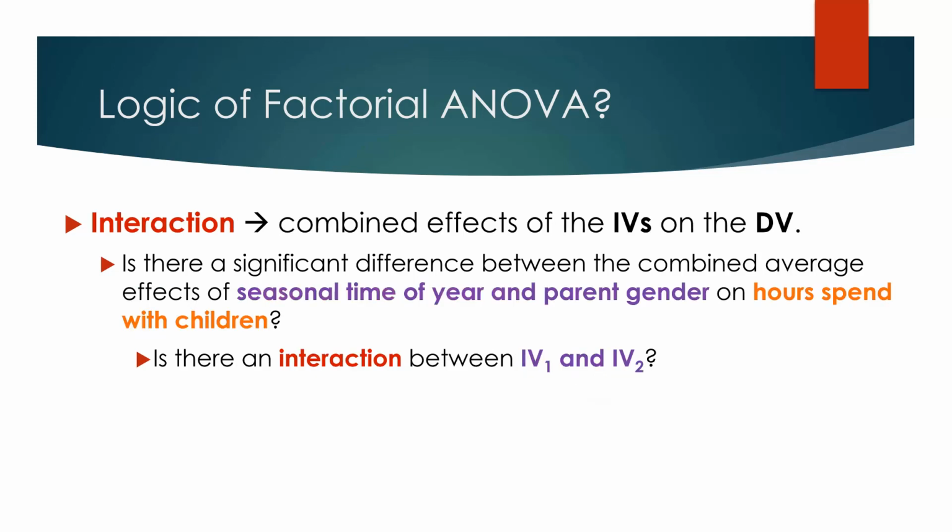Now, the thing that most people use factorial ANOVA for is when they want to look at the combined effects of the independent variables on the dependent variable. They want to know, do these 2 things interact with each other to affect the DV? So, for example, is there a significant difference between the combined average effects of seasonal time of year and parent gender on hours spent with children? So is there an interaction between IV1 and IV2?